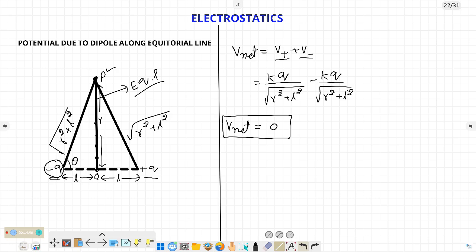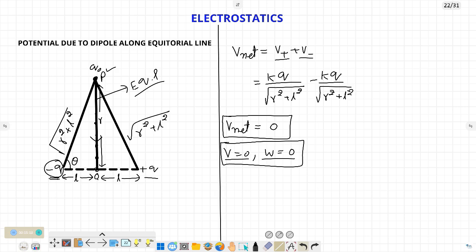So what is the work done along this line? Potential is 0 means the work done along that line also becomes equal to 0. That means if you take any test charge here, automatically no work needs to be done. It will move along the equatorial line without any extra work. That's why along the equipotential surface, the potential is 0, and the work done to move the charge along that line is also equal to 0. So this is the concept of potential due to a dipole along the equatorial line.